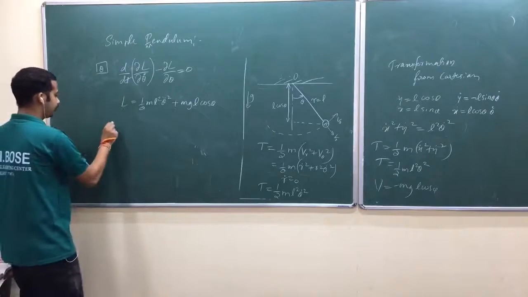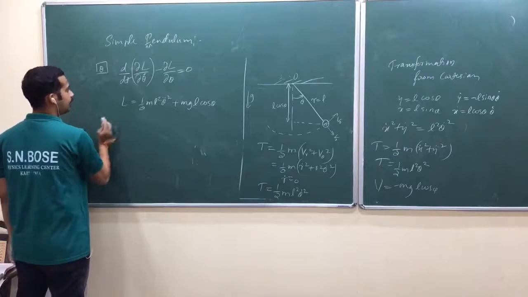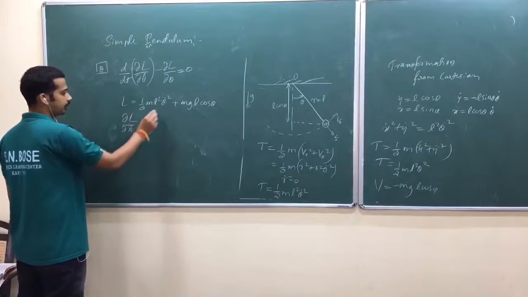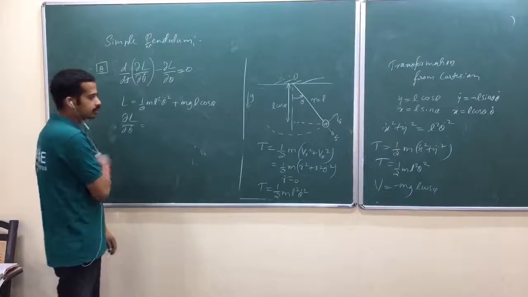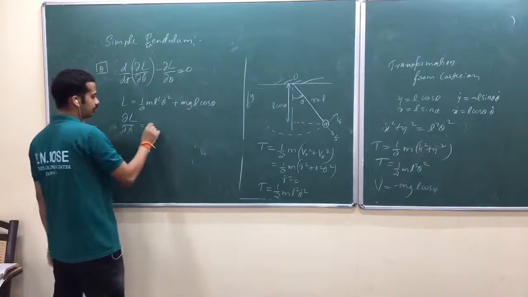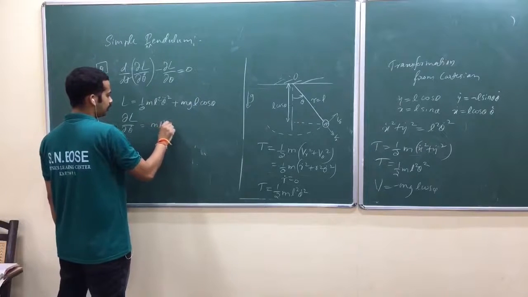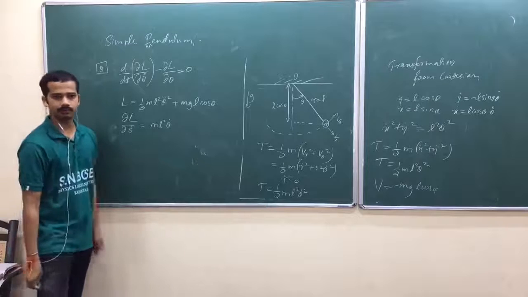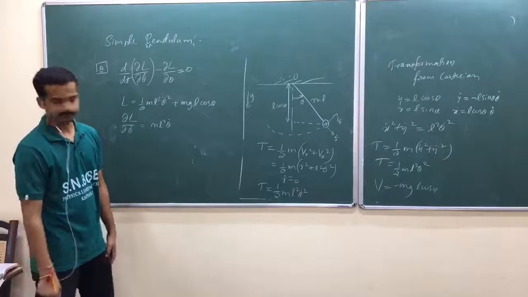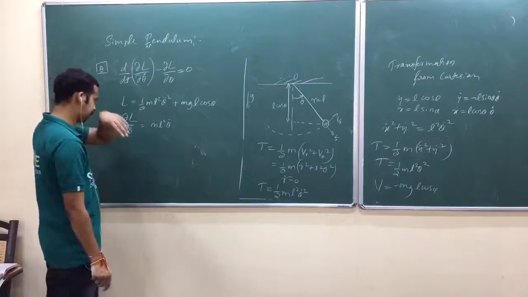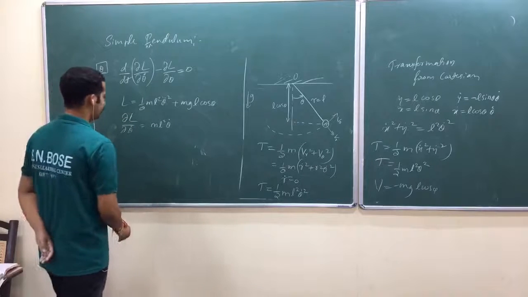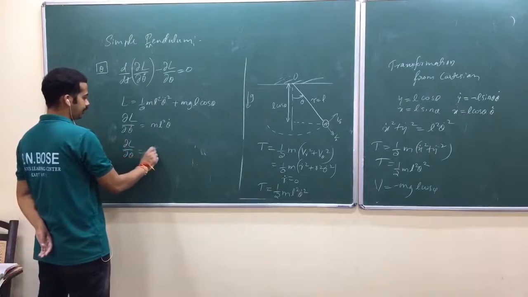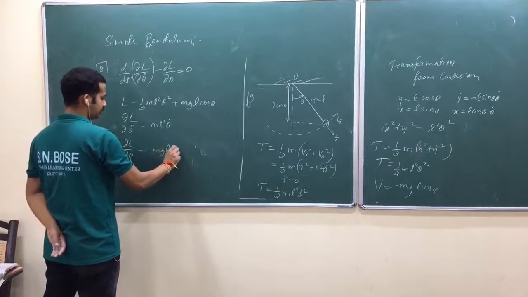Now can you just do this one? D by, what is dou L by dou theta dot? Partial derivative with respect to theta dot. You have to keep everything else as a constant, even theta also. What is this one? M L square theta dot square is 2 theta dot. Partial derivative with respect to theta dot. What is this one? Partial derivative with respect to theta minus mgl sin theta.